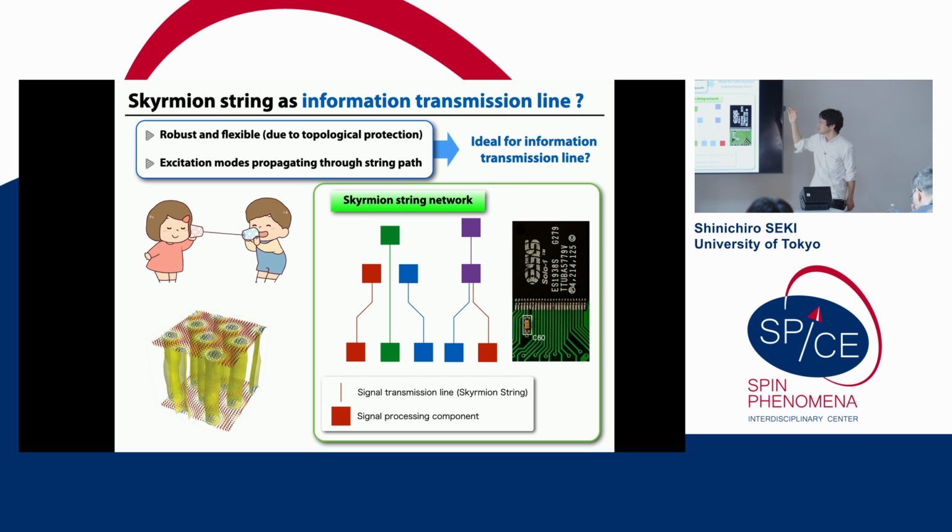Because of its topological protection, such skyrmion strings are expected to be robust and flexible. And also the presently observed excitation modes are expected to propagate along the string path, even for a curved skyrmion string. So such features imply that maybe skyrmion strings satisfy some ideal conditions for an information transmission line. For the future direction of the study, for example, further consideration of the network structure of the skyrmion strings may be interesting as a direction.